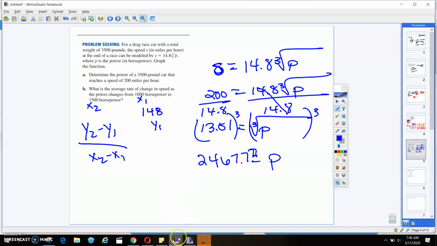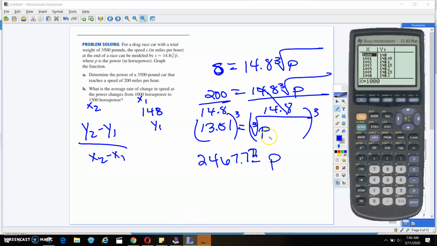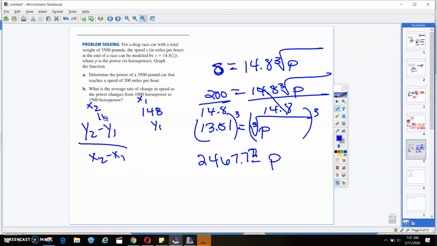Okay? For my y2, I'm going to go into my calculator. I'm going to hit second window, and I'm going to type 1,500. And then I'm going to hit second graph, which is going to pull up my table set. And your y2 is going to be 169.42.